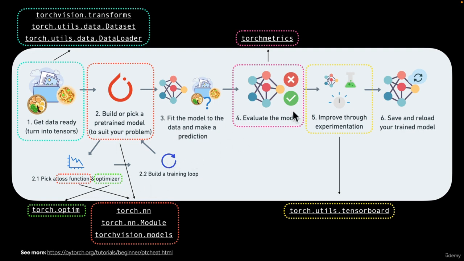We made a prediction. We evaluated our model. We improved through experimentation by training for more epochs. We'll do more of this later on. And we saved and reloaded our trained model. But that's going to finish 01.